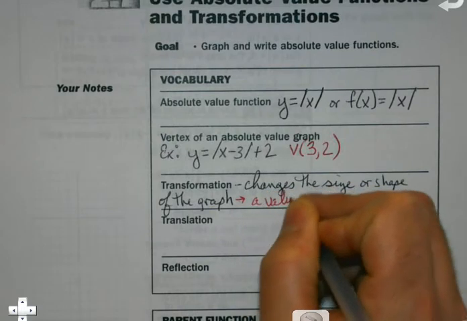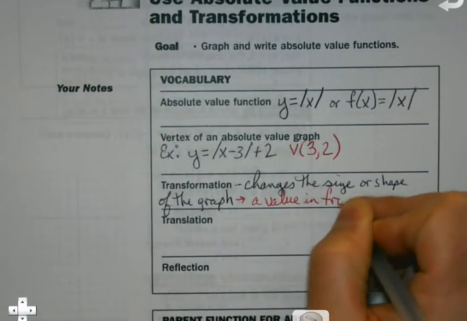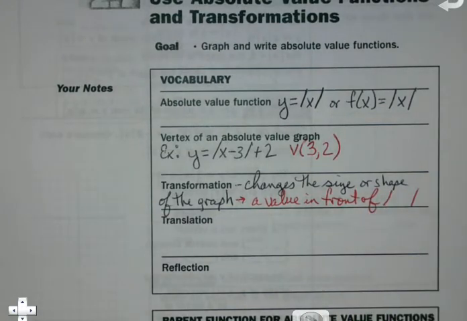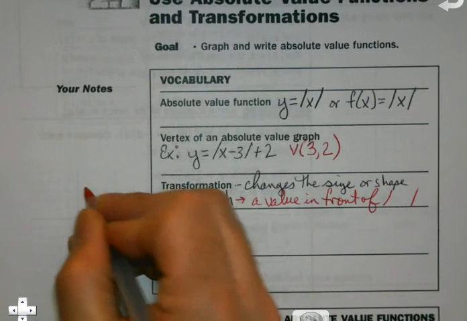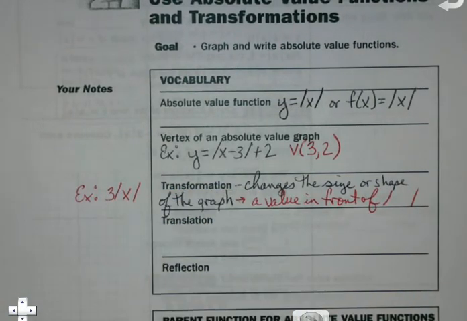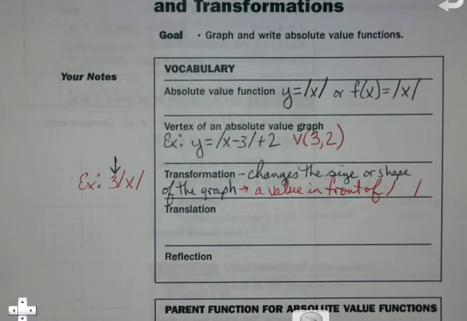It's a value in front of the absolute value. Okay. So for instance, if I had like 3 times the absolute value of x, that 3 would be the number that would make my graph fatter or skinnier. And I'll explain a bit later how you can tell which thing it's going to do for you. And we can do it all in the calculator. But again, understanding some of the words that are involved really can help out with this. So transformation makes it big, small, fat, skinny, however you want to call it.